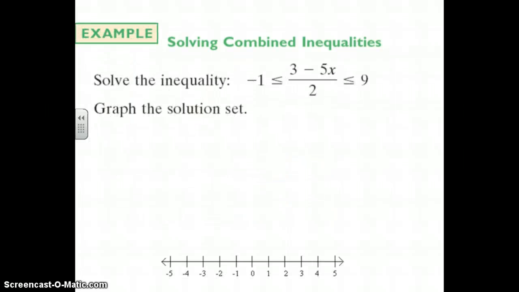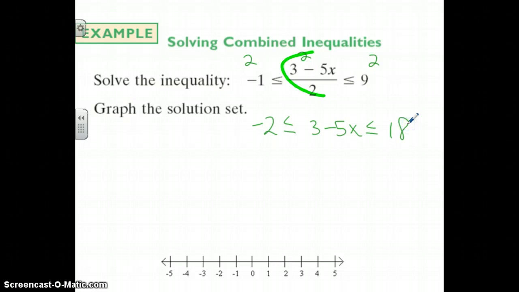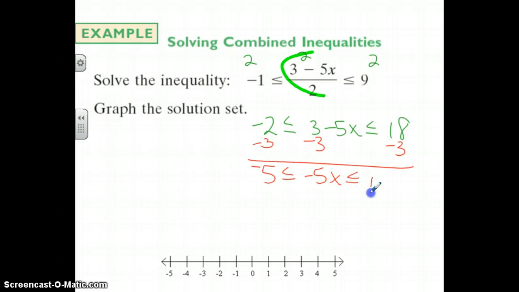For this one, I would probably try to multiply every term by 2, just so that I can cancel and get rid of these fractions right here. So over on this side, I am left with negative 2 is less than or equal to 3 minus 5x, which is less than or equal to 18. My next step is probably to subtract off this 3. So I'm left with negative 5 is less than or equal to negative 5x, which is less than or equal to 15. My final step is to divide through by negative 5.